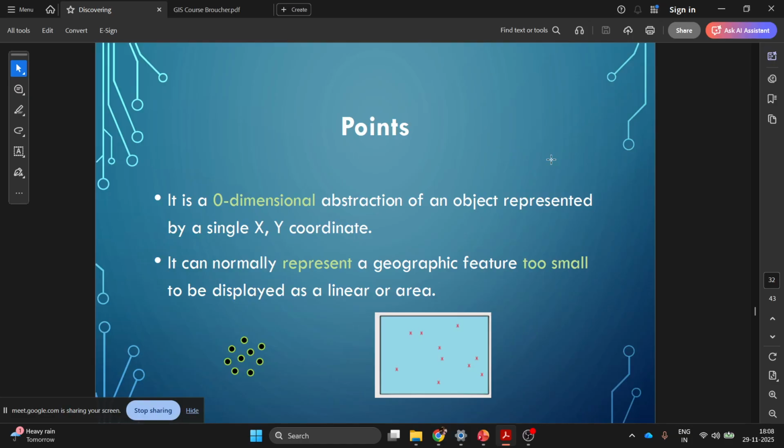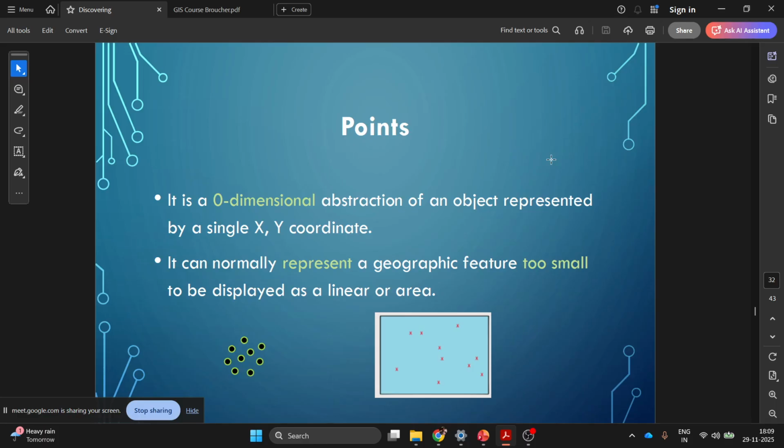For example, in geometry, when you draw a graph, we will draw a point. That point will have an xy coordinate. So that is what a point is in a GIS. It can normally represent a geographical feature that is too small to be displayed as a linear or an area. For example, Chennai is a city, right? Chennai has a very large cover of land area as a city. But while representing that in a map, it is represented as a point. So that is where we apply a point.